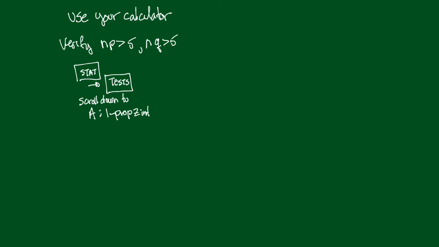Now remember, because n times p is greater than 5 and n times q is greater than 5, the binomial distribution is very close to the normal distribution. So that's why we're going to use the Z interval. You select A, and then what you see is X, n, C-level, and then Calculate.